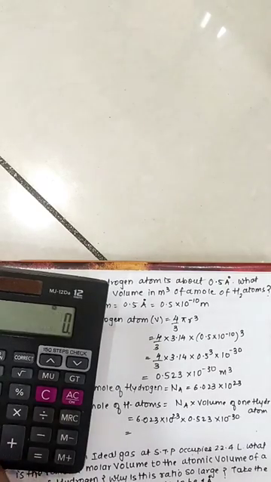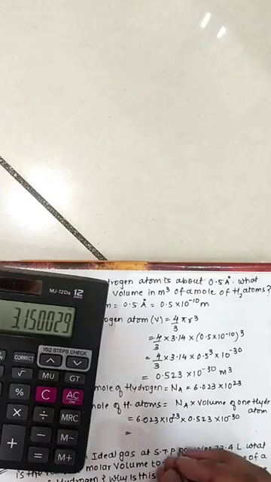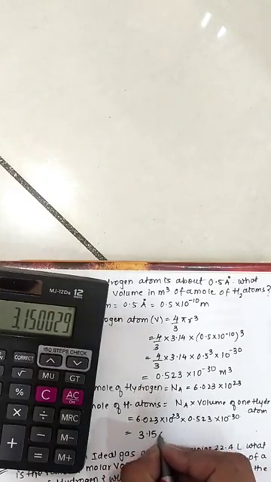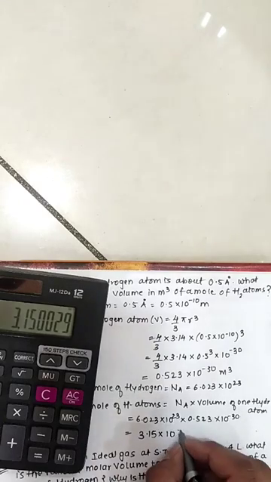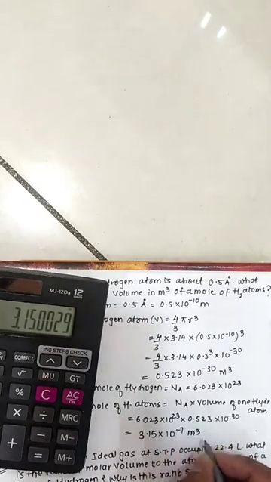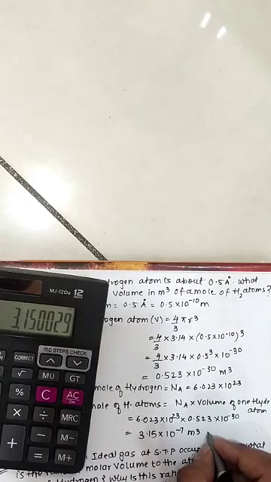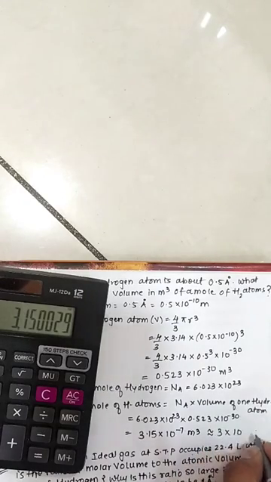So 6.023 into 0.523. My answer is 3.15 into 10 power minus 30 plus 23. So the answer is minus 7. Unit will be meter cube. Till this clear? I can approximately say 3 into 10 power minus 7 meter cube.